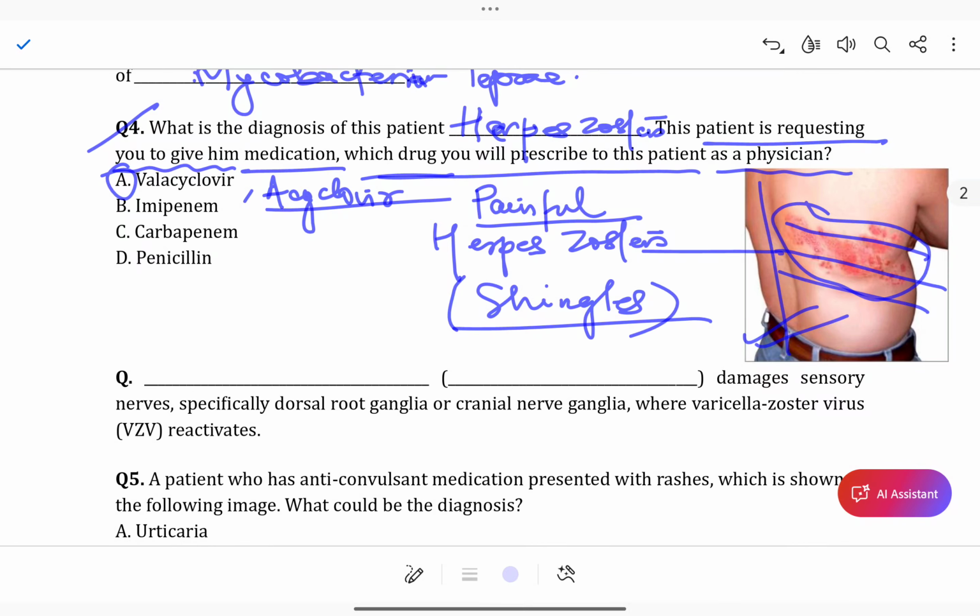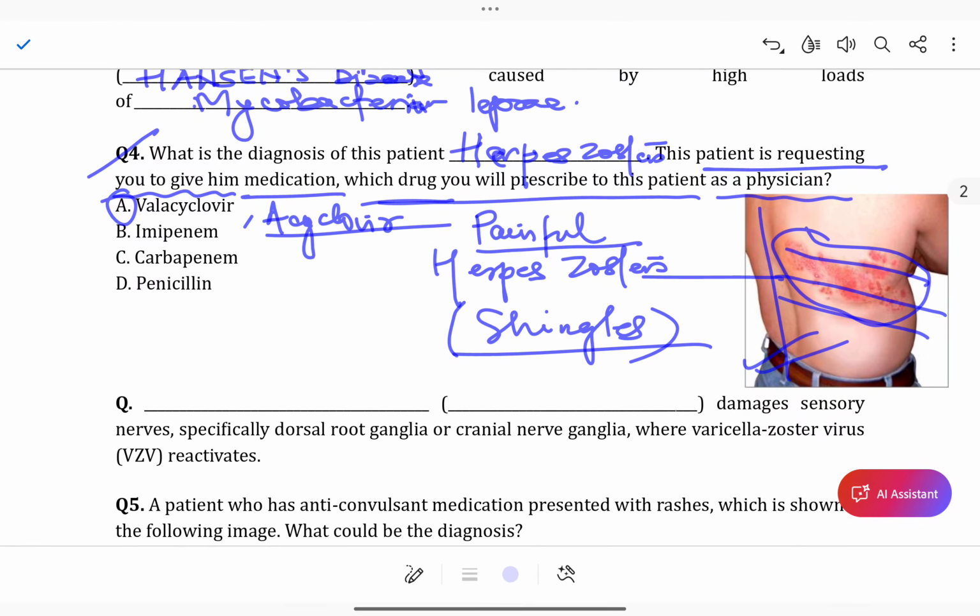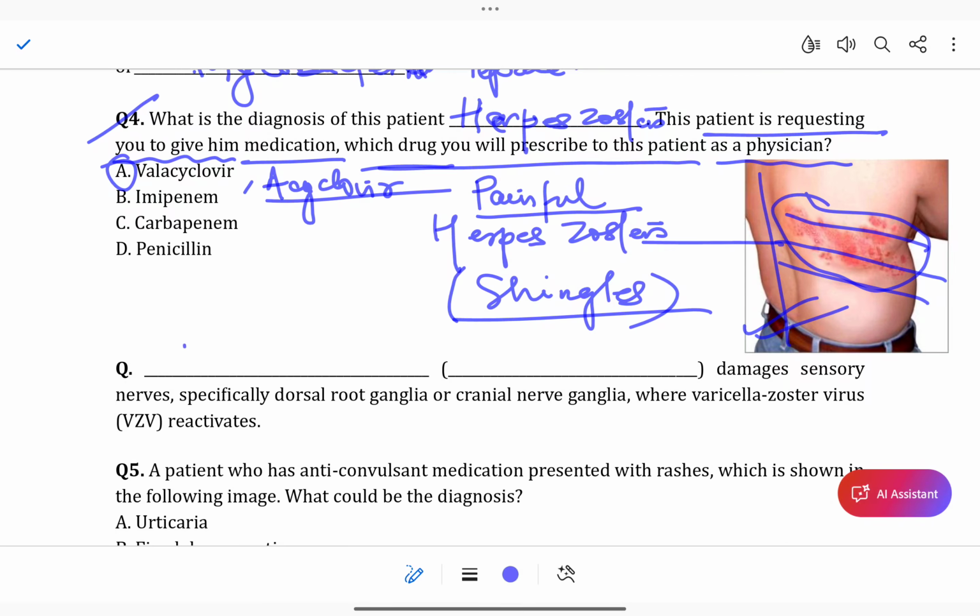Yes, this question is also a little bit tricky; you can tell me some information regarding it. This herpes zoster also damages which sensory nerve?